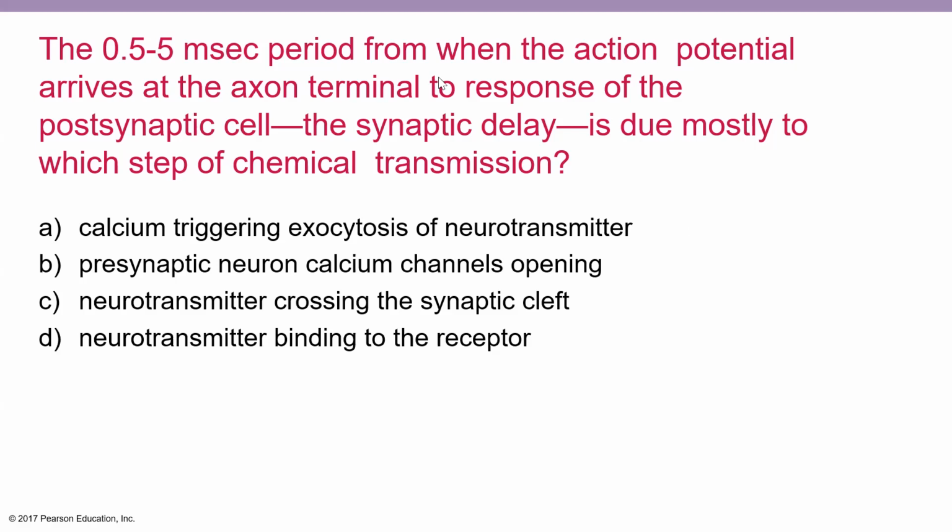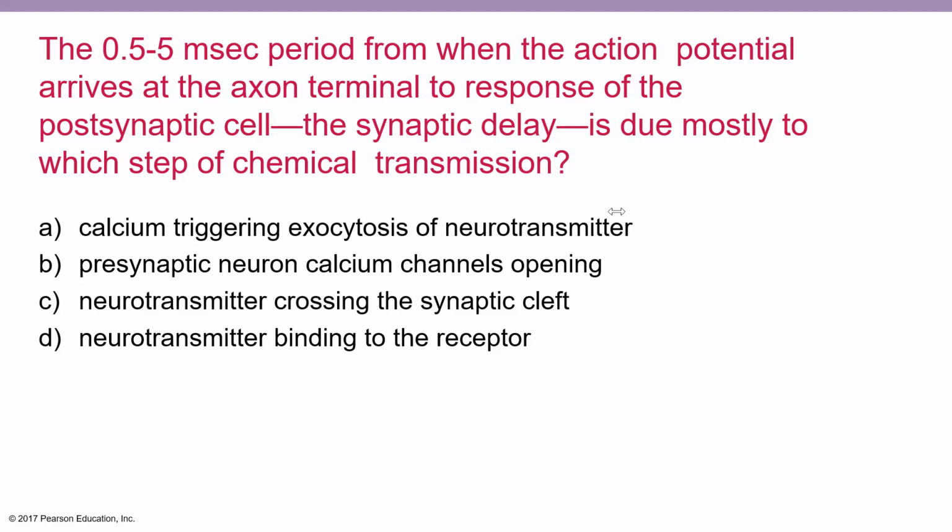Okay, let's see. All right, so a lot of response for A. So the 0.5 to 5 millisecond period when the action potential arrives at the axon terminal to response of the postsynaptic cell, which is called the synaptic delay, is due mostly to which step of the chemical transmission? So while most of you selected A in terms of the combined overall, more people got the question wrong than right.